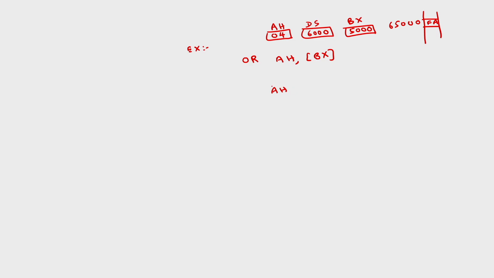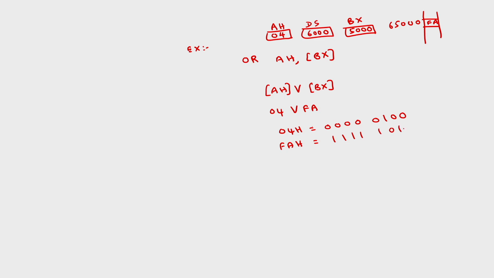So this operation will be AH contents will be logically ORed with the contents of BX. So AH contents will be 04 logically ORed with FAH. If I take the logical operation in terms of the bits, 04H is 0000 0100, and FAH will be 1111 1010. So, bit by bit you have to OR.